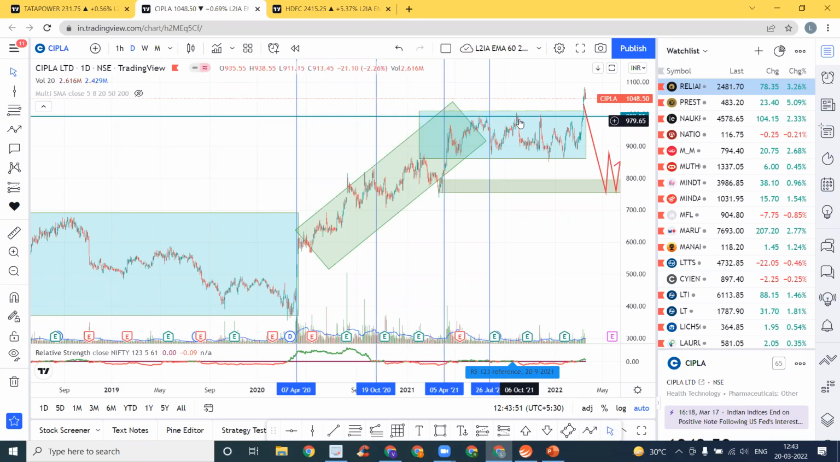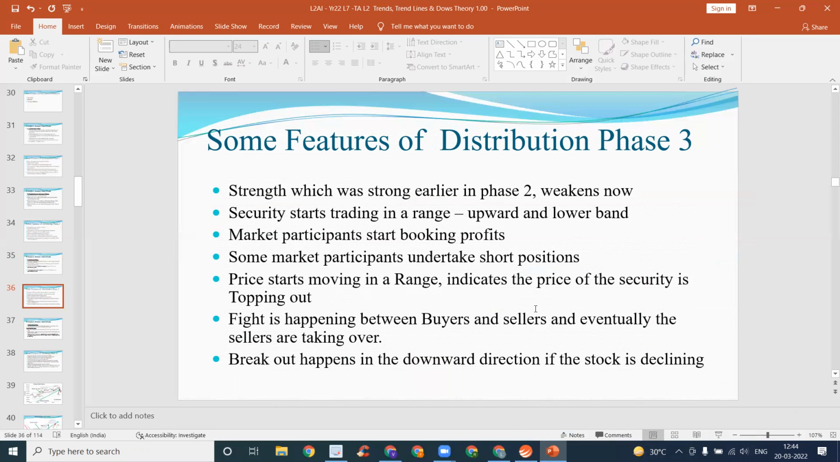So I should know that as soon as my stock crosses 980, I should sell it, because after breaking out upward, will it go higher or not? Because many a times after the distribution phase, there is a big amount of decline which happens. Breakout happens in the downward direction if the stock is declining.